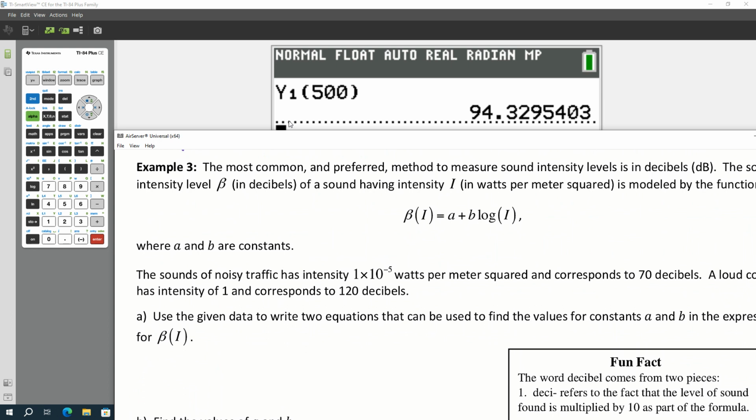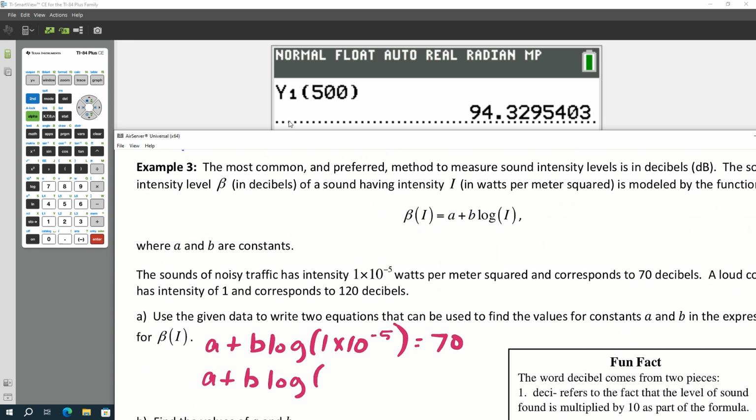A loud concert has intensity of 1. I didn't put the units, so it should be watts per meter squared, and it corresponds to 120 decibels. So what they want us to do first is like the very first problem we did. We're going to take this data and write 2 equations. So it's going to be A plus B log, and then we put in the first intensity for I, and it should equal the first decibels that we got. And then the next equation, we're going to put in the next intensity they gave us equals the next decibels.